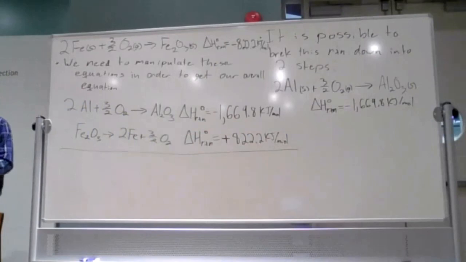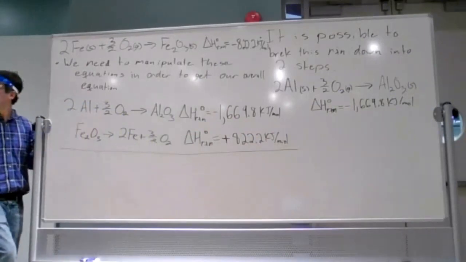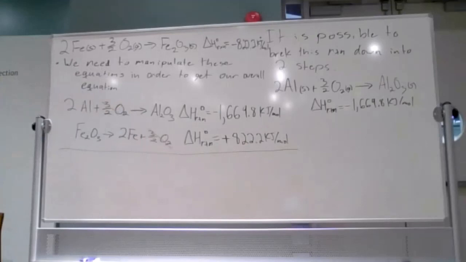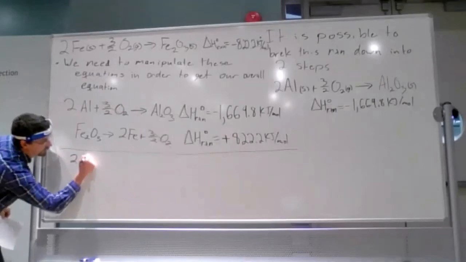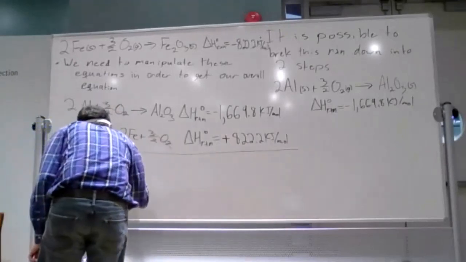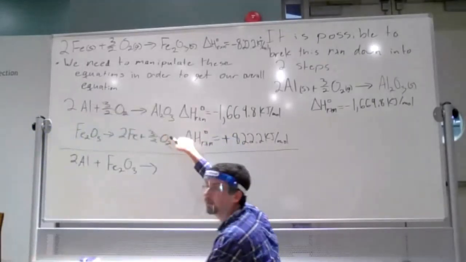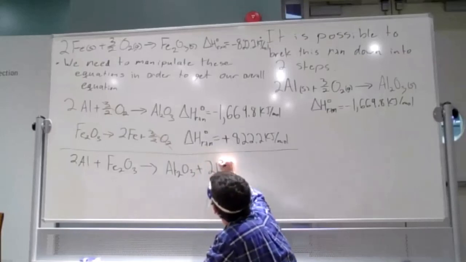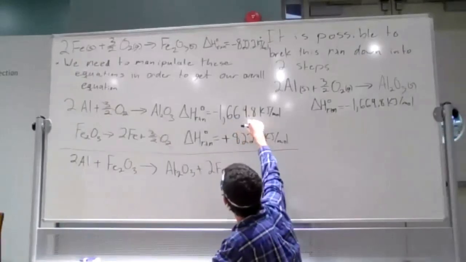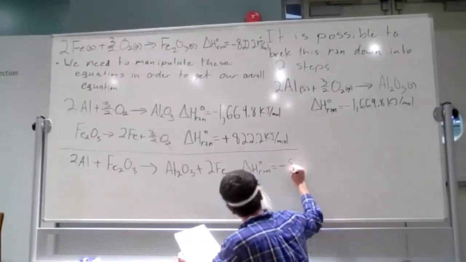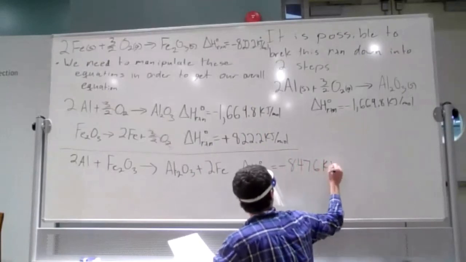Does anything appear on both the left and the right sides of the equation? Oxygen. So what can we do to that 3 halves O2? Yeah, it's going to cancel out. So what's the overall resulting equation? We got 2 aluminums. What else do we got on this side that has not canceled out? Yep, Fe2O3. They react. What is not canceled out on the product side? Al2O3, and what else? Yep, 2 Fe's. And all we have to simply do is just add these two numbers up. If you do that, delta H of the reaction should be -847.6 kilojoules per mole.